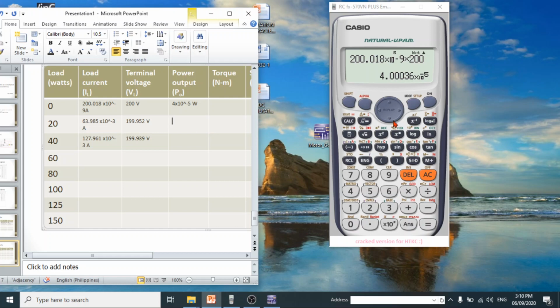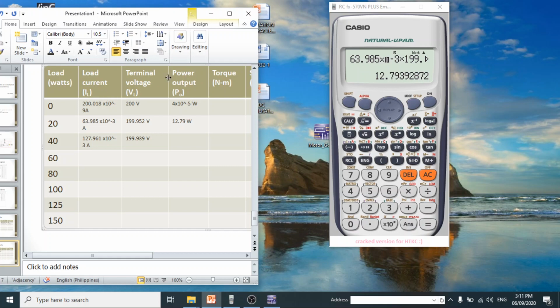So for the 20 watts, we can multiply the voltage and current. That would be 63.985 milliampere times 199.952 volts. So you have there 12.79, and the answer is in watts.